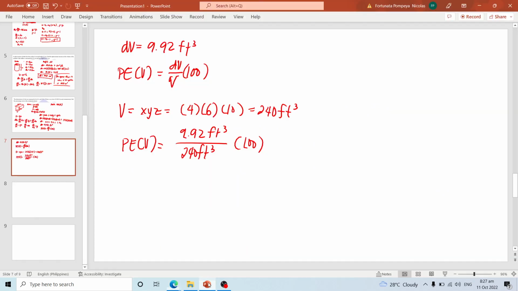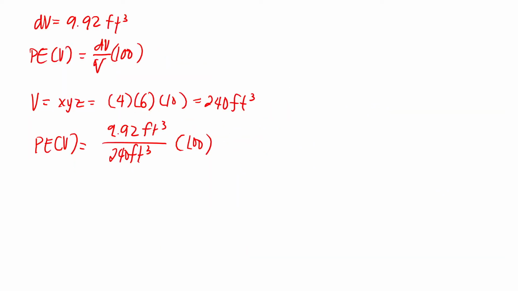Yeah. So, in the exam, if ever there is a manual computation, that will be times 100, that's 4.13%. So, that's your answer.